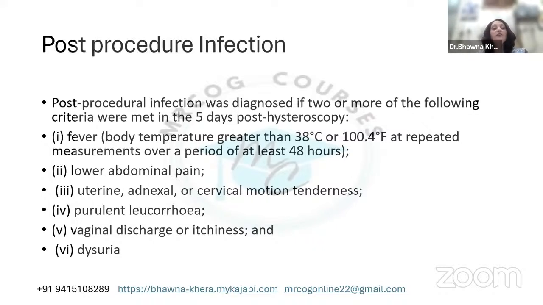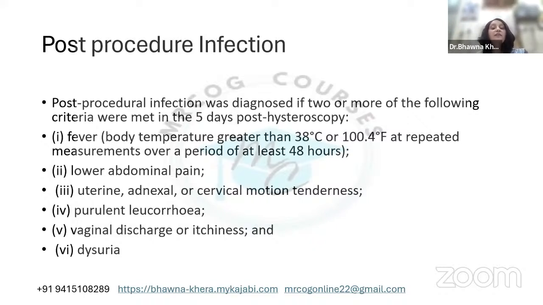One is fever, the body temperature greater than 38 degrees centigrade or 100 degrees Fahrenheit at repeated measurements over a period of at least 48 hours. So if you have taken repeated measurements and the fever is still there, body temperature is high, then you can take that as one of the criteria. Lower abdominal pain is persisting.